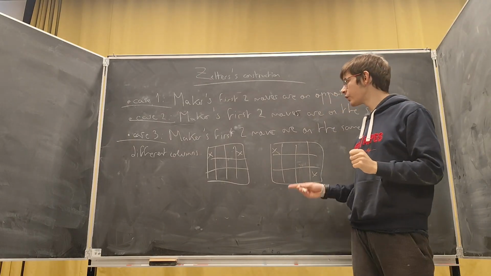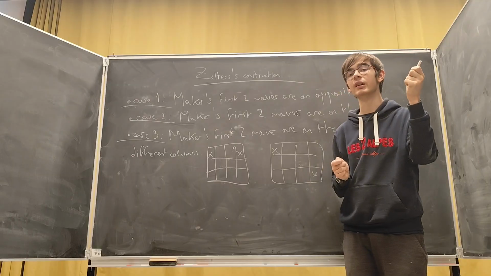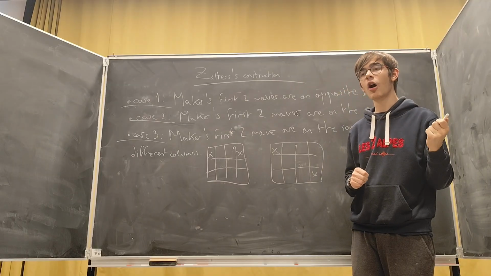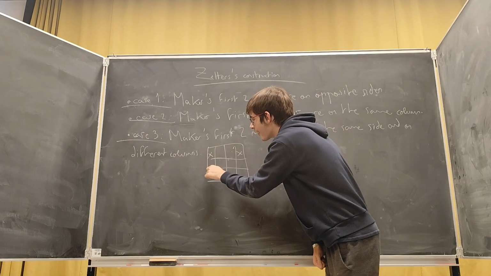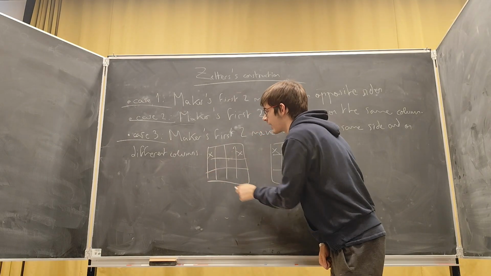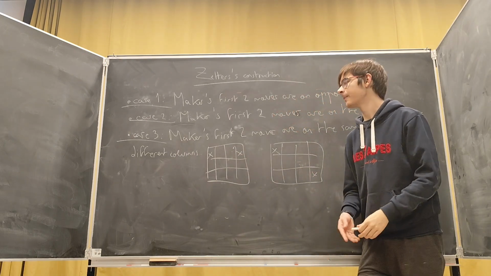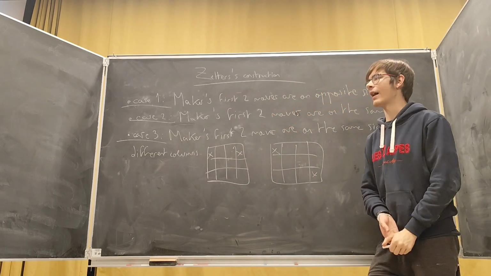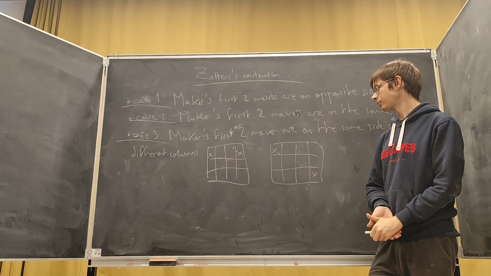Okay? So then if we're in this case, that means that maker's second move is in column B. So in the same column as breaker's first move. So actually here we will have a breaker square occupied in one of these columns, okay? And that means that one of these columns here will be not safe yet. Okay, so this is the only reason why we need to distinguish this case from the first one.